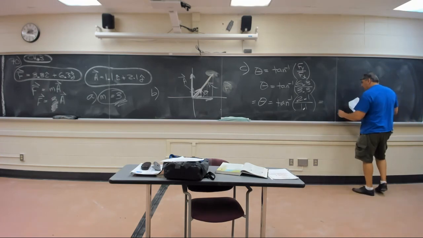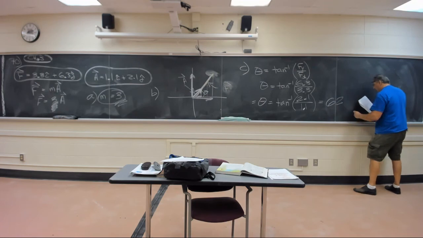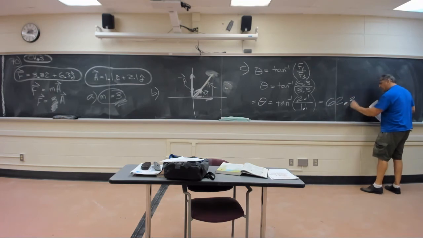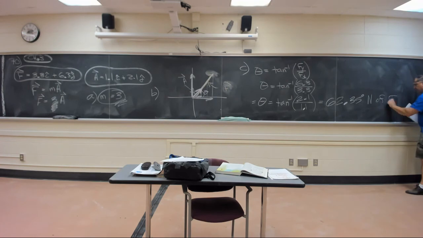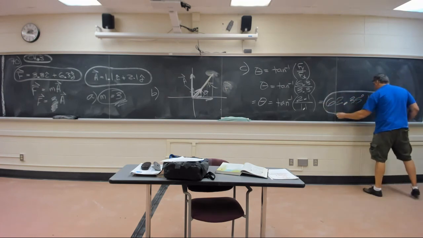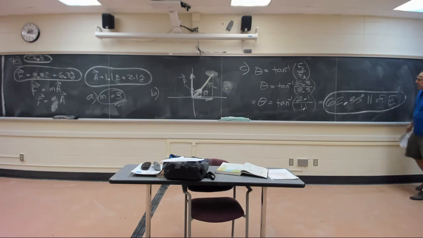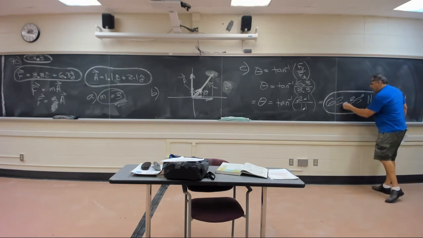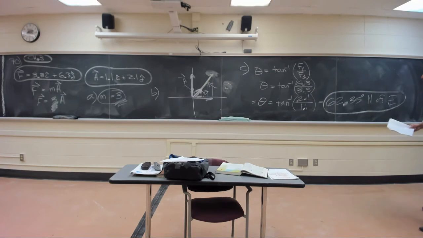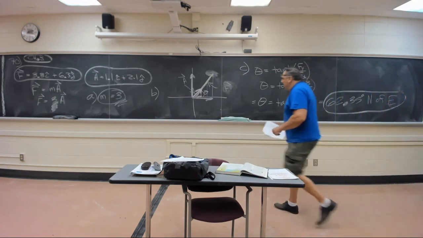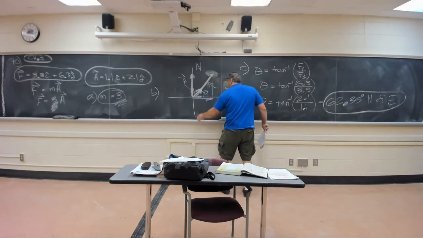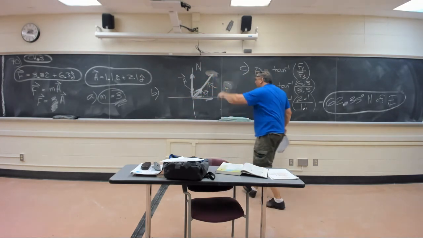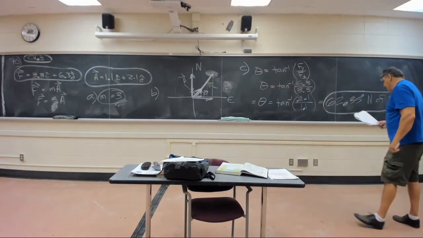So what is it? Well, at the end of the day, it's 62.35 degrees north of east. Remember now, this is east, that's north, that's south, that's west. Okay, north of east. Sounds good to me.